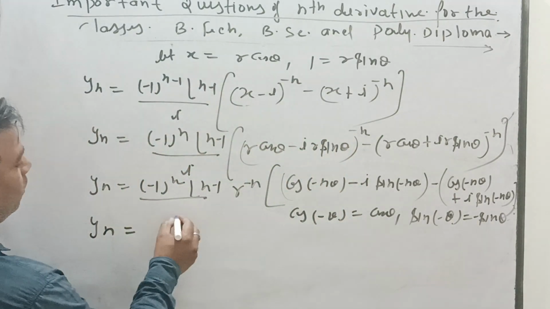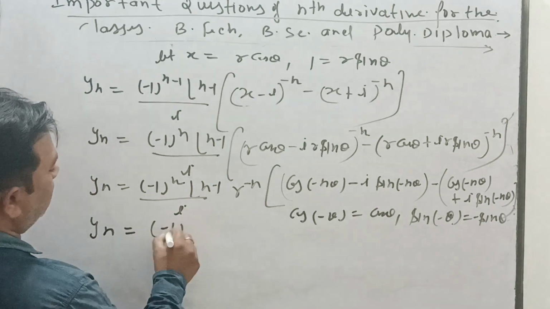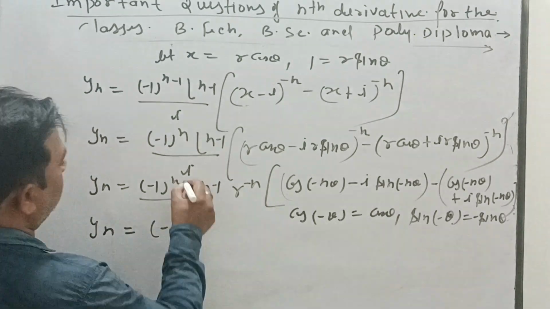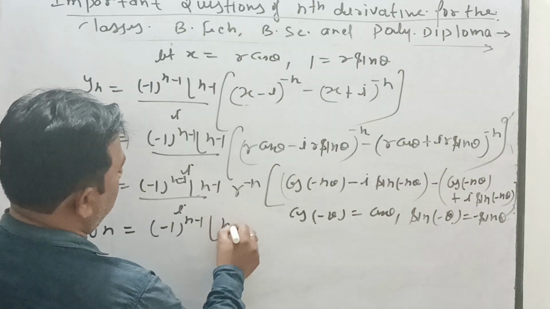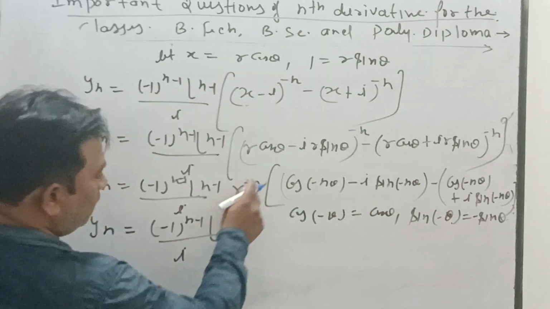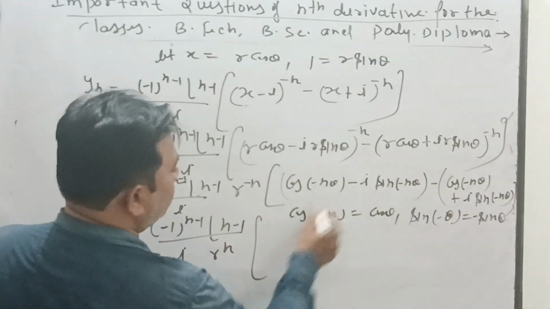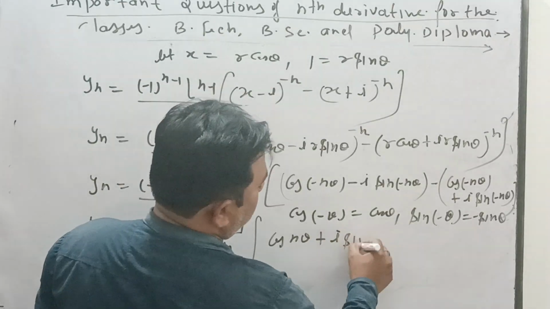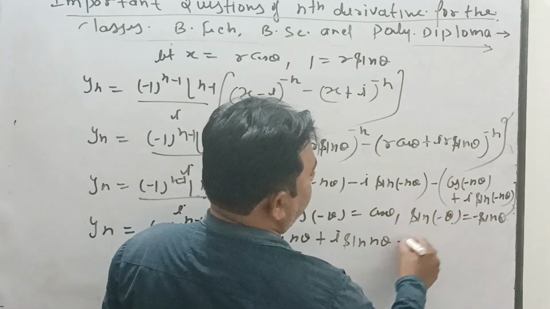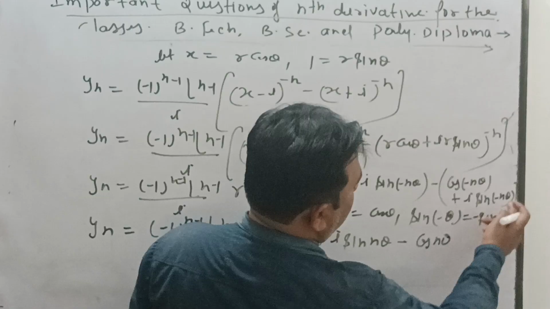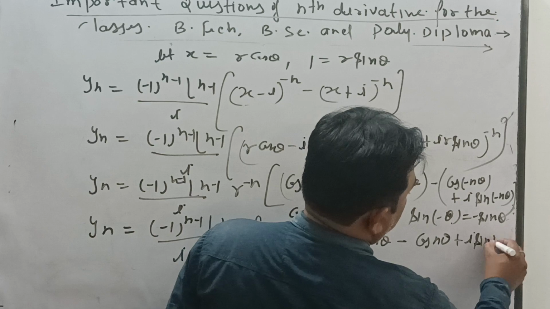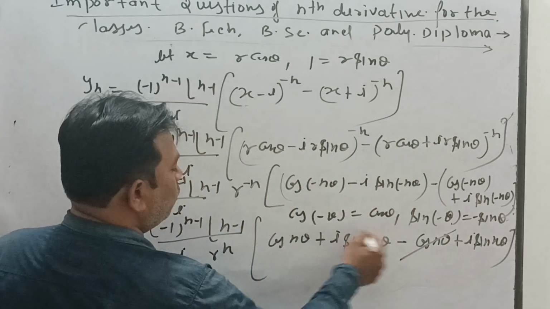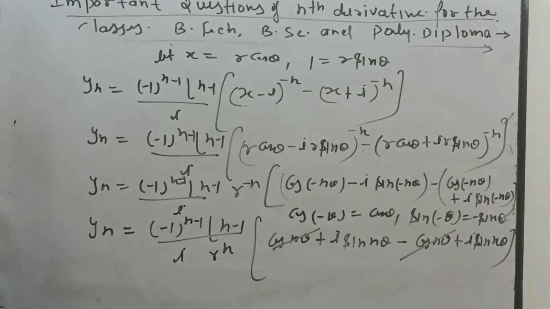Then yn equals minus 1 to the power n minus 1, factorial n minus 1, upon i, times r to the power n. So cos of n theta, but minus of this, plus i sin of n theta, but minus cos of n theta; this minus will again be minus, so plus i sin n theta. Cancel out, and the value of this is cos n theta plus i sin n theta.